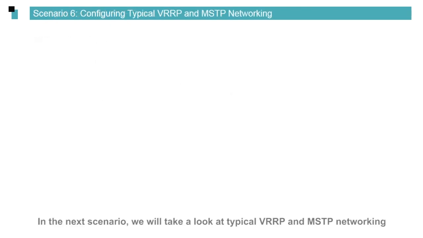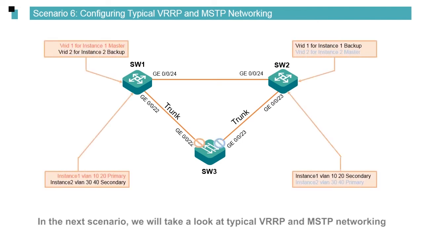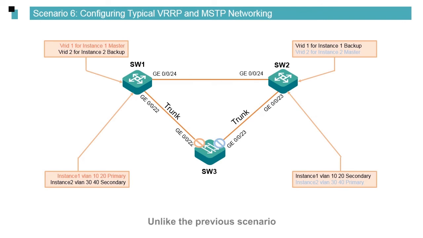In the next scenario, we will take a look at typical VRRP and MSTP networking. Unlike the previous scenario, this scenario has a link added between the Layer 3 switches to form an inverted triangle Layer 2 switching network. A loop occurs after the link is added, and so a spanning tree protocol must be run. If the network has many instances, MSTP should generally be selected. This is a very typical way to lay out such a network.